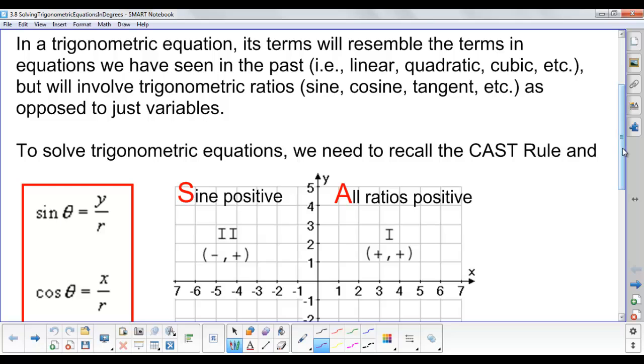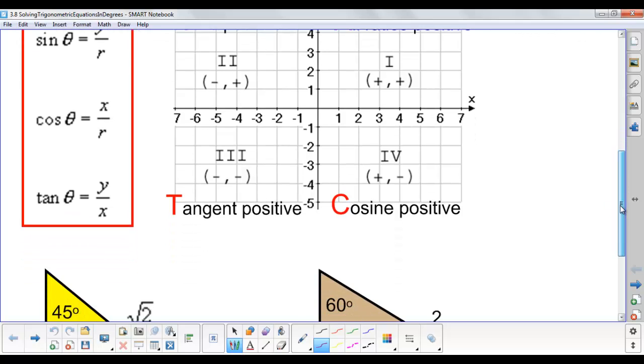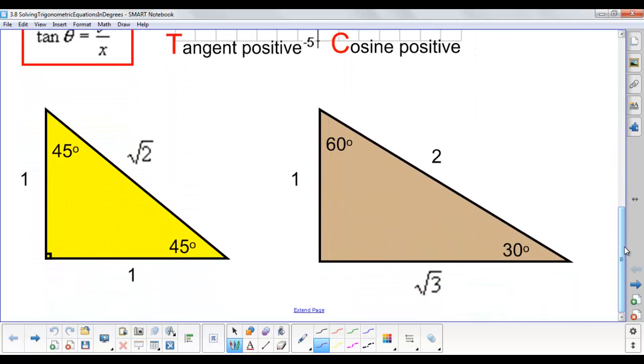Basically, a couple of things I want you to be aware of: the sine ratio is y over r, cos is x over r, and tan is y over x. Keep in mind the CAST rule, and again, because we're working in degrees today, the special triangles we're going to work with are with degrees and not radians for the angles.